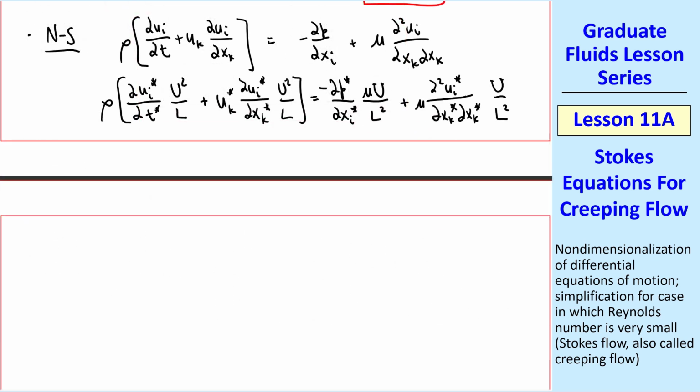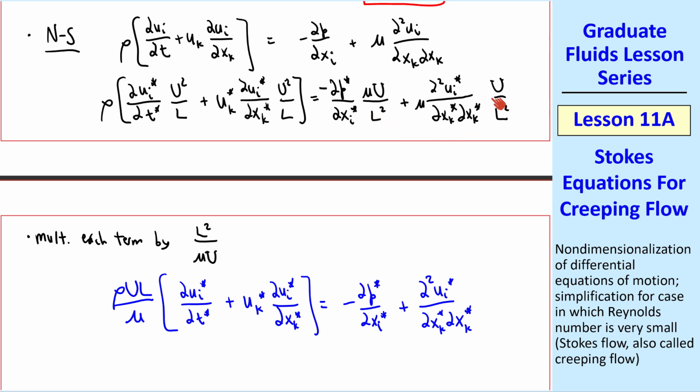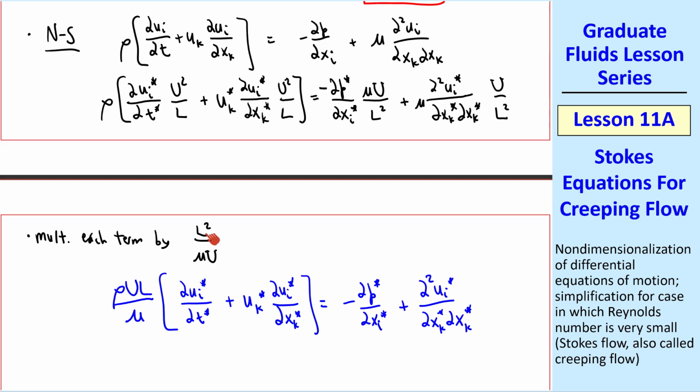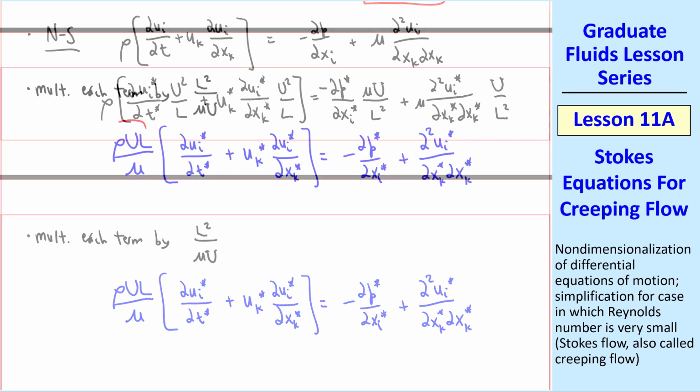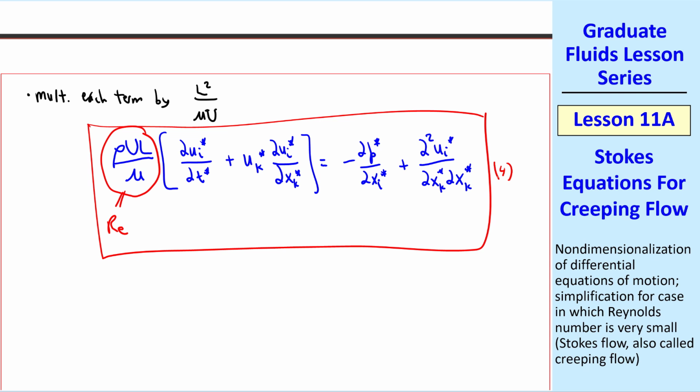We see some common terms, so what I'll do now is multiply each term by L squared over mu U. When we plug that into these terms, we get rho UL over mu times [∂ui*/∂t* plus uk* ∂ui*/∂xk*] equals minus ∂p*/∂xi* plus ∂²ui*/∂xk*∂xk*, where the mu U over L squared in both of these terms has dropped out by multiplying by L squared over mu U. And the term to the left of the brackets we recognize, of course, as our Reynolds number. I'll call this equation 4.